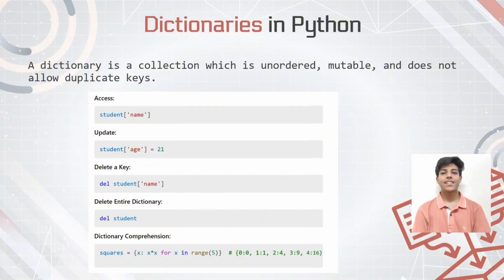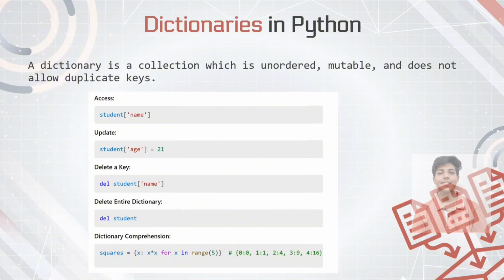Like the previous collections, dictionary does not use indices, while it uses keys. So we can access it through keys, update it similarly, and we can also use the del keyword with a key to delete a specific element, while if we use the del keyword with just the dictionary name, it deletes the whole dictionary. We also have dictionary comprehension, which is very similar to the list comprehension, and I have specified it over here.